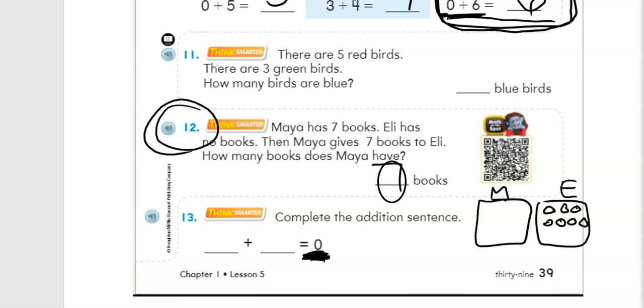So, all together we're going to have 0. So, how many do I start with? 0. So Maya has her 0 books. And then what do we add to 0 so that our answer is 0? 0 plus something equals 0.